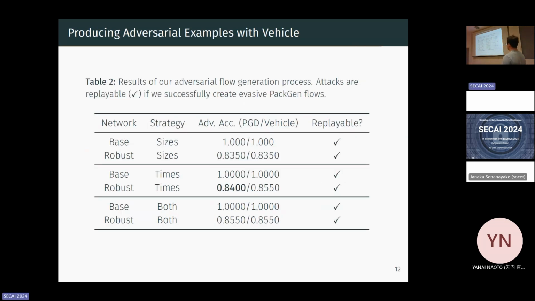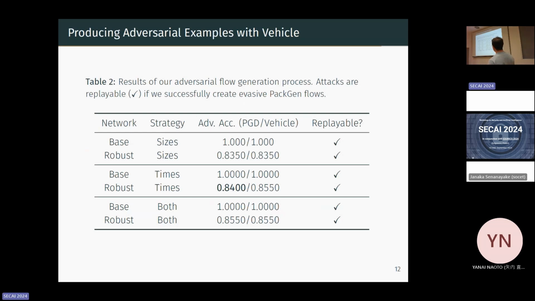So we find, does this work? And we find, yes, it does. PackGen works in the framework and works well in our vehicle. So we generate our adversarial examples. We compare vehicle to PGD, the standard method of generating adversarial examples. And we consider a base network, and a more robust network, which we train adversarially.